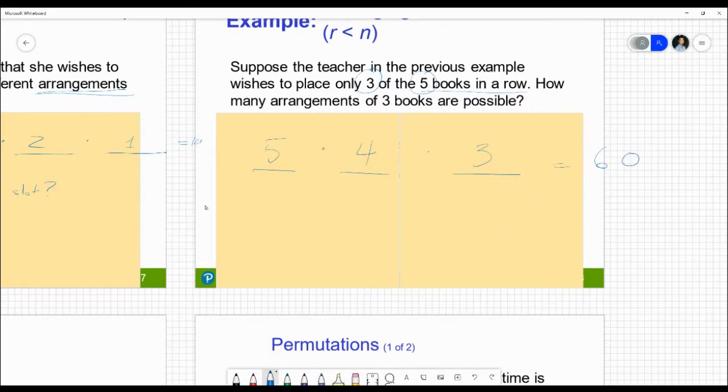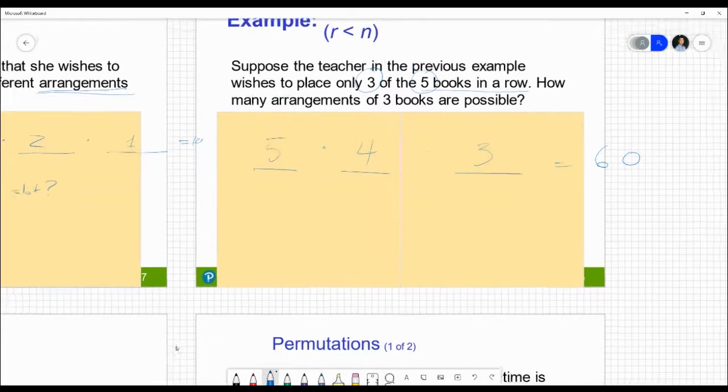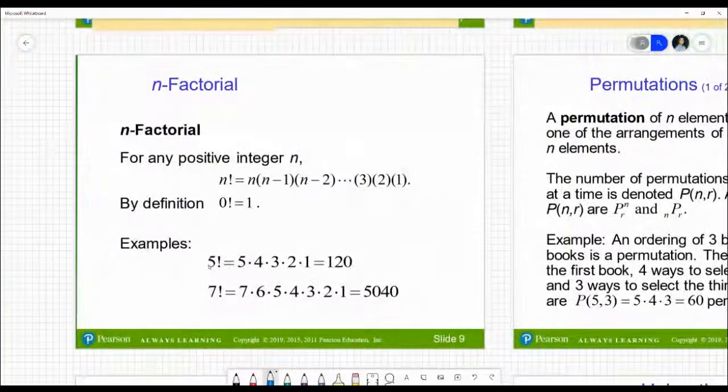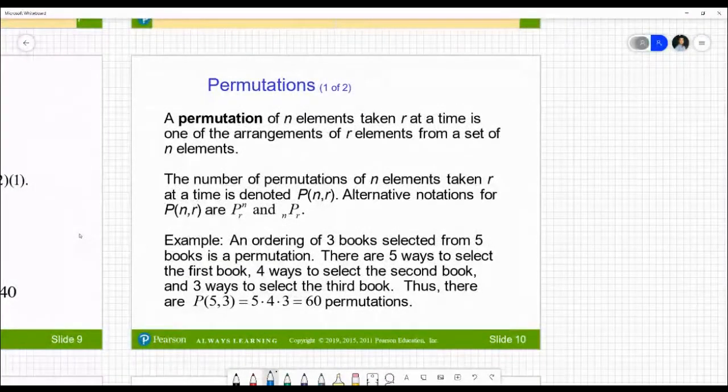Hey, Professor, is this a permutation? Yes, it is. Very good. And what's the difference between a permutation and a combination? We will get to that. No worries. All right, so this is factorial, like I just explained earlier. Let's look at permutation first, then we'll look at combination, and then how to determine and distinguish the difference between the two.